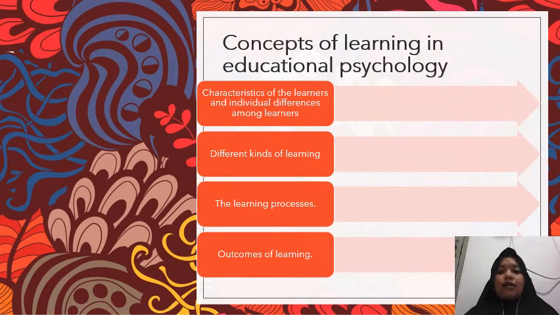Okay, the next is about the concept of learning in educational psychology. Textbooks about the psychology of learning usually represent two sources of learning. The first is theoretical and experimental studies of learning, and the second is applied investigation of specific learning problems. The first category of the psychology of learning refers to the characteristics of learners and individual differences among learners. It means things like ability, personality, attitudes, and motivation.